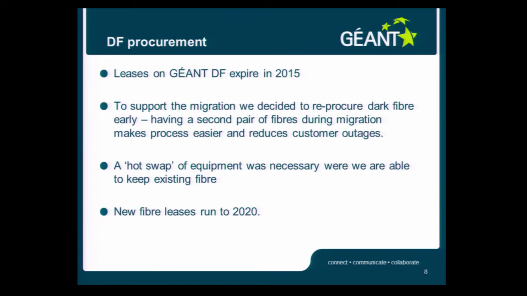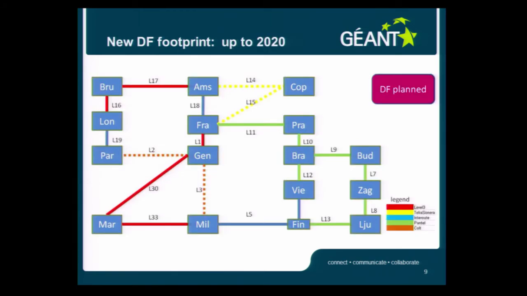So this really helped a lot. Obviously we weren't able to get new fibers on all the routes, so some routes were hot swap, but they went fine as well, so that was good. And now the new fiber leases run up to 2020, so we've got a bit of time to go before they expire. This is the new dark fiber footprint, up to 2020. There were quite a lot of new routes added.